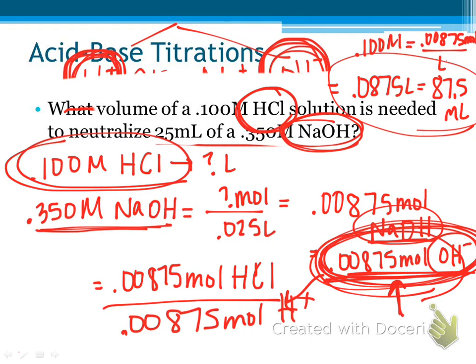The reason we don't have equal volumes of these is because they don't have the same concentration. If our acid and base had the same concentration and it's a 1 to 1, we would have equal volumes of those things. Right? Yeah? You set this up as like a C1V1 equals C2V2.